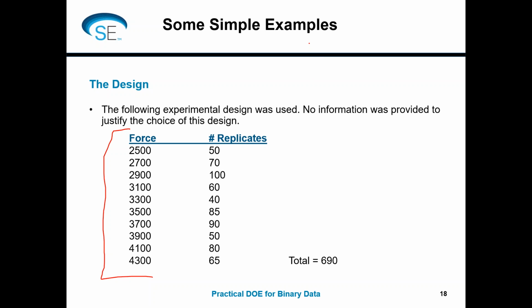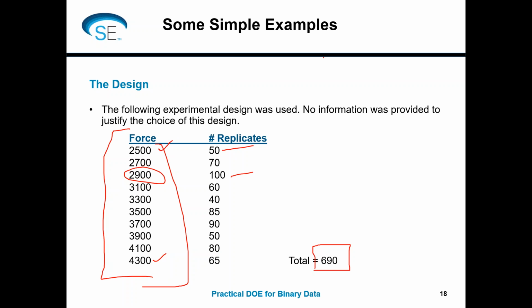Now, like most of these case studies, they didn't actually say why they chose to make and test 690 fasteners, why they tested 50 at the lowest force, or why they tested 100 at a force of 2,900. That information actually wasn't given, but this is the design that they used. They used about 10 different forces, equally spaced between the low and the high. And then they did a bunch of replicates, independent 0-1 replicates.